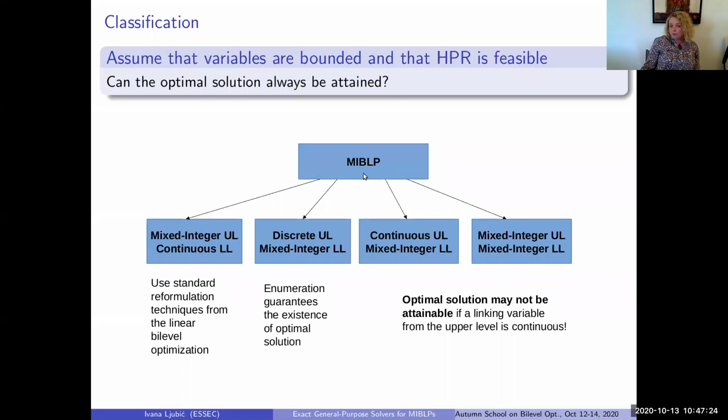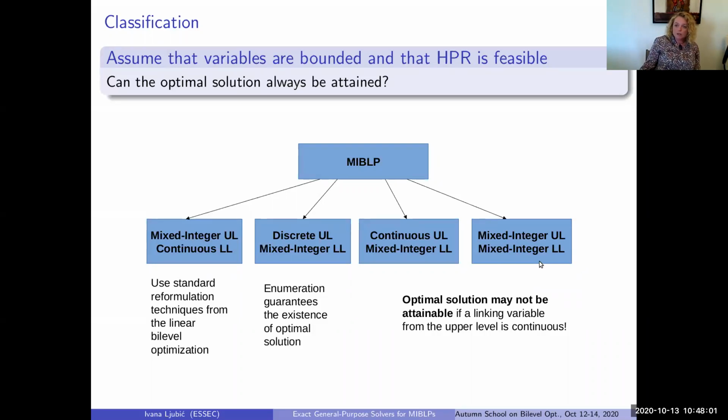So if you try to classify the MIBLP problems, you could say we can at least distinguish these four different situations. One is that at the upper level, we have a mixed integer situation and a purely continuous lower level, or that we have purely discrete variables at the upper level and mixed integer lower level, or purely continuous upper level and MILP at the lower level, or the most general one where we have both discrete and continuous variables at both levels.